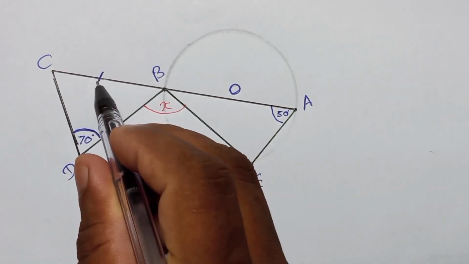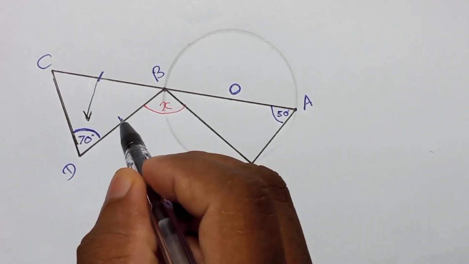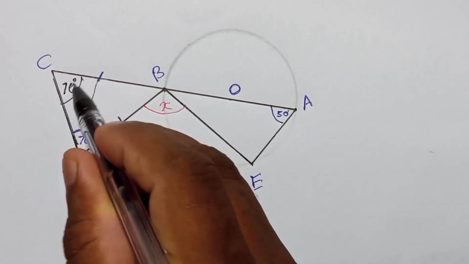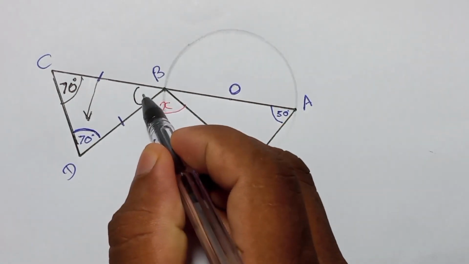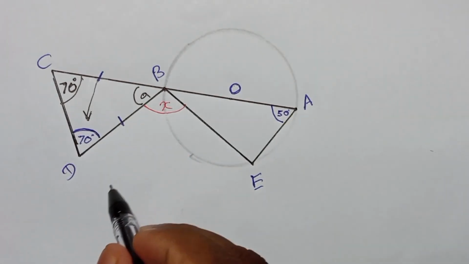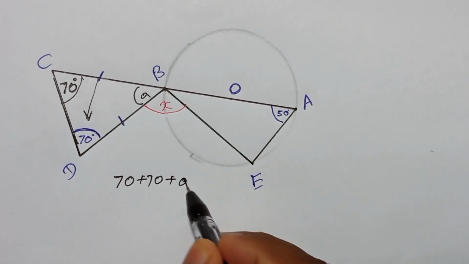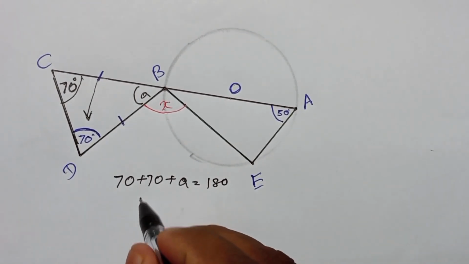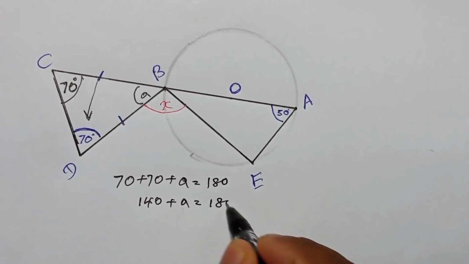Now this side's opposite angle is this one, that means 70. Then this side's opposite angle is this one, so this also should be 70, right? We can mark it like that. And if I put a here, now I can find the value of a. I can write 70 plus 70 plus a equals 180. So 70 plus 70 is 140, and 140 plus a will be equal to 180.